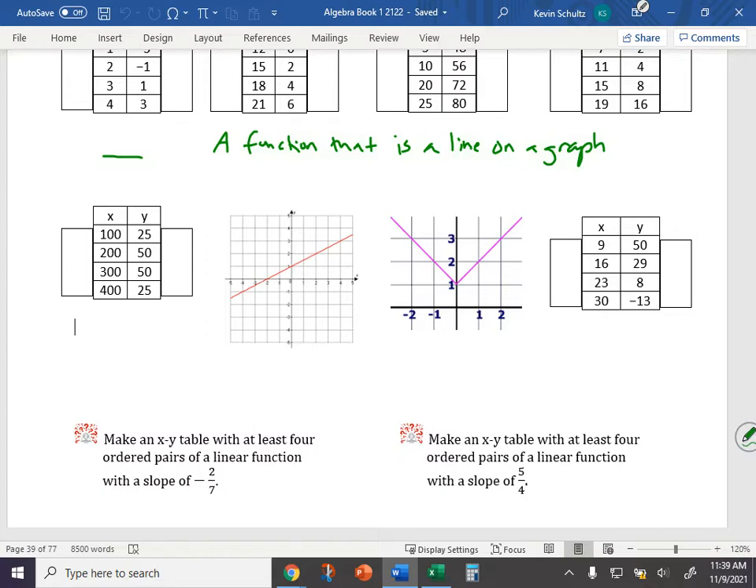This would be a linear function. It's a line on the graph. And this one would not be. It's not a single straight line. It's made up of two segments, or rays. But this would be a linear function. This is not. Is this a function?